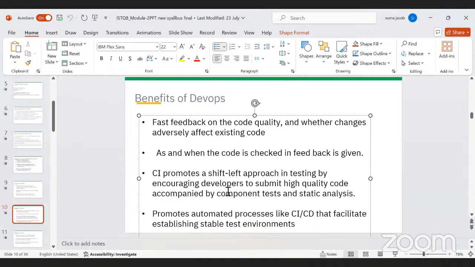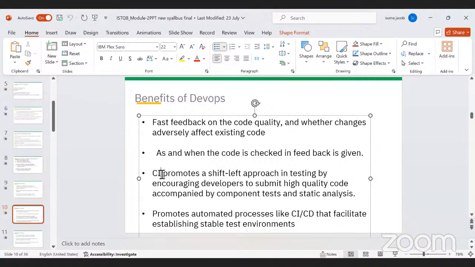So CI actually promotes, CI means continuous integration. This continuous integration is enabled by the DevOps process. So CI actually promotes a shift left approach in testing by encouraging developers to submit high quality code. Definitely. As DevOps is implemented, for every change they will get feedback like these many issues are there. So definitely, it will encourage developers to make sure that before they submit the code, their code is of high quality, and the corresponding component test and static analysis are done.